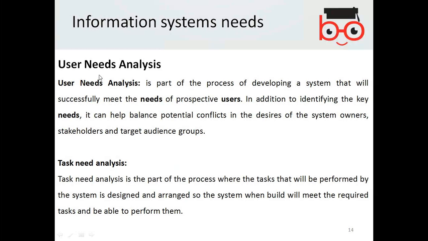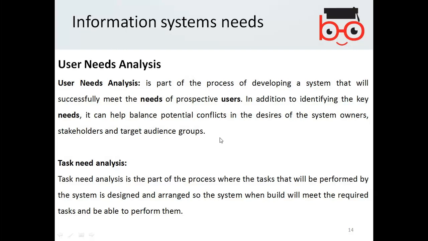Information system needs, user needs analysis. You need to know the user needs. User need analysis is the part of the process of developing a system that will successfully meet the needs of prospective users. In addition to identifying the key needs, it can help balance potential conflicts in the desires of the system owners and stakeholders and target audience groups.